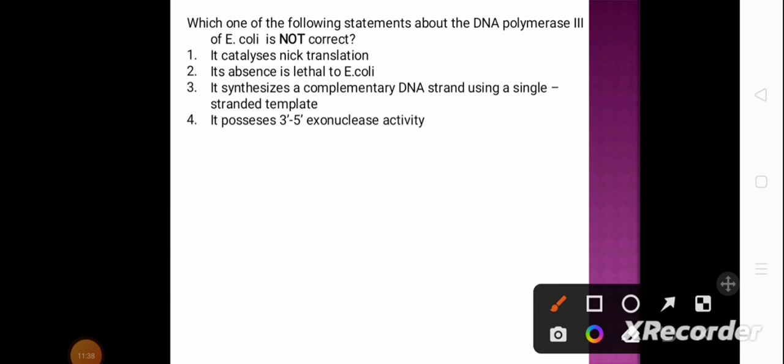In option 2, it's mentioned that its absence is lethal to E. coli. It is correct because DNA polymerase III is the main replicative polymerase that helps in the replication. Whereas in option 3, it is mentioned that DNA pol III synthesizes a complementary strand using a single-stranded template. It is also correct because DNA polymerase synthesizes a complementary strand using a single-stranded template. Fourth option is it possesses 3' to 5' exonuclease activity. It is also correct because DNA polymerase III possesses 3' to 5' exonuclease activity, which is the proofreading activity.